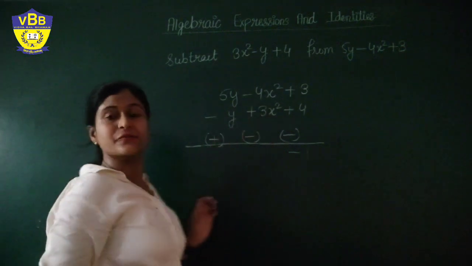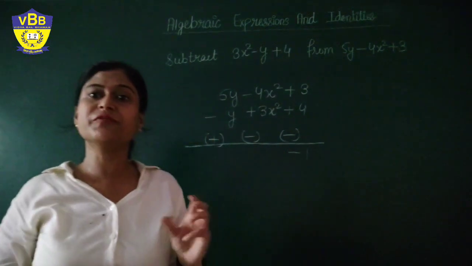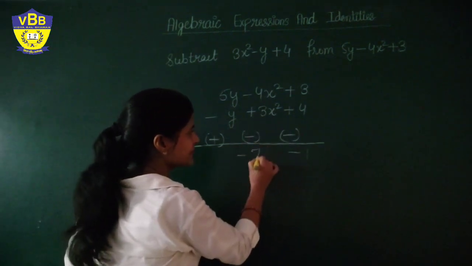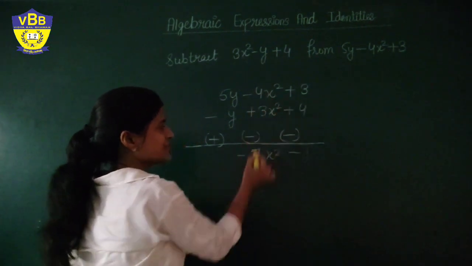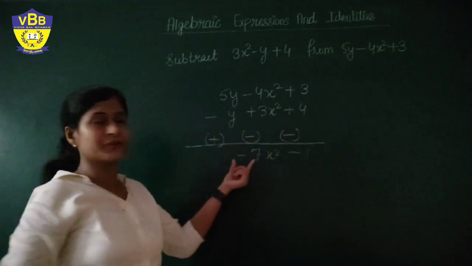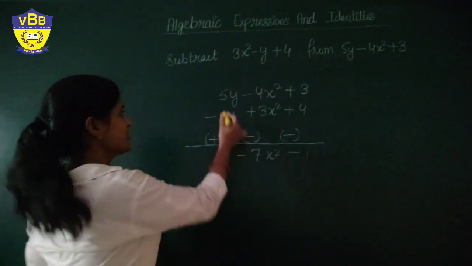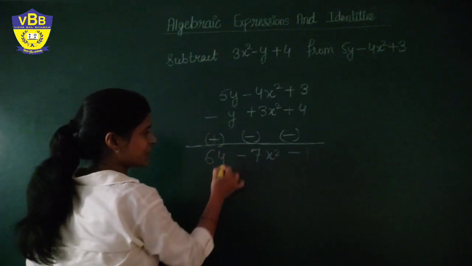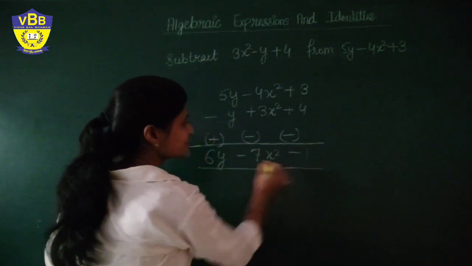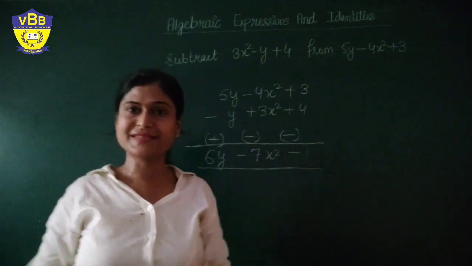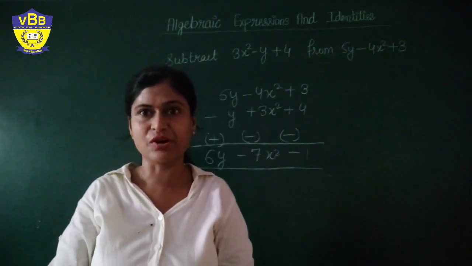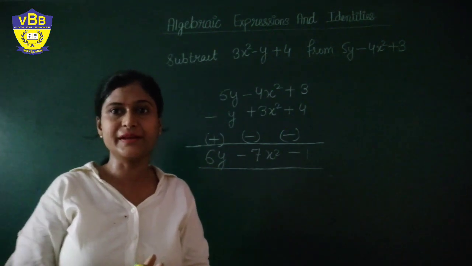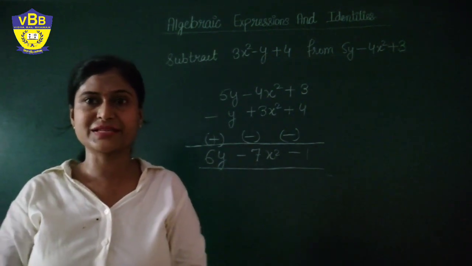Minus minus: when the signs are the same, we always do the addition operation. So it is minus 7x^2, since 4 plus 3 is 7, but the sign remains. 5 plus 1y makes 6y. So subtraction and addition are always done with like terms only. With unlike terms we can't add or subtract algebraic expressions.